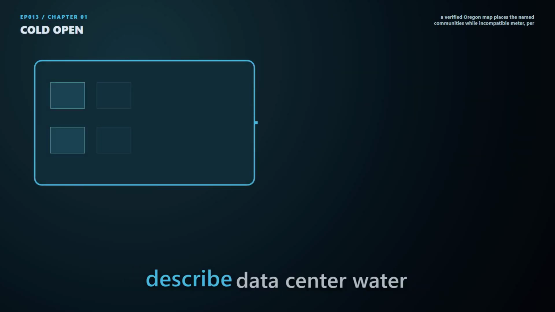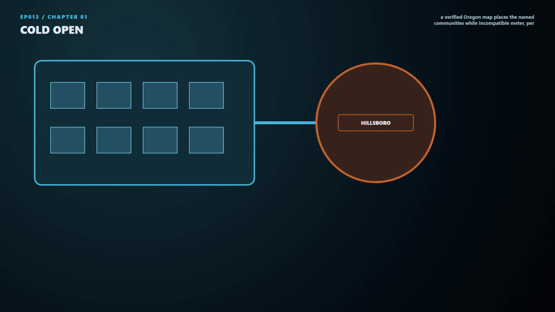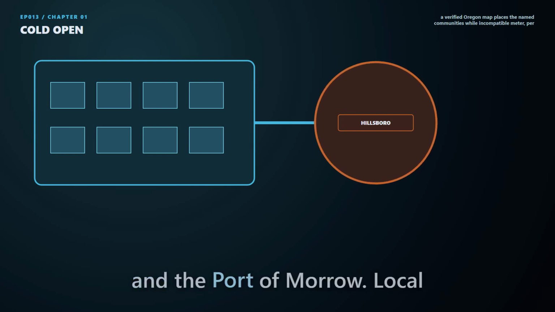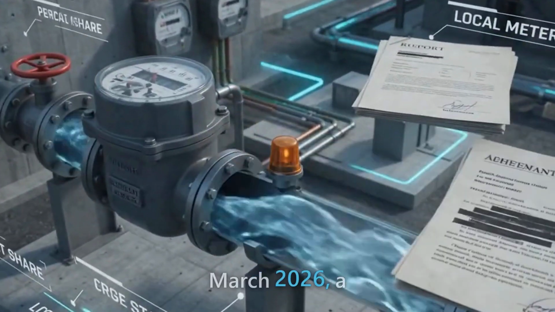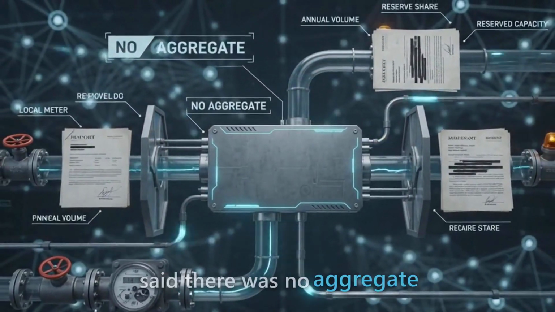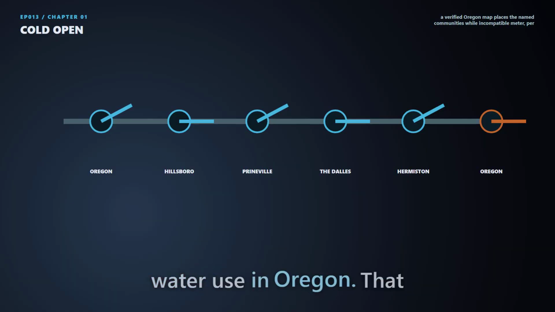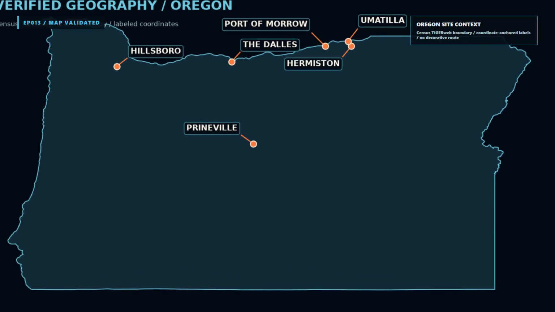Oregon's committee materials describe data center water cases across Hillsboro, Prineville, the Dalles, Hermiston, Umatilla, and the Port of Morrow. Local records exist, but they measure different things. In March 2026, a draft prepared for the Governor's Data Center Advisory Committee said there was no aggregate data on data center water use in Oregon. That finding did not erase the local figures, it exposed the fact that they did not describe the same thing.